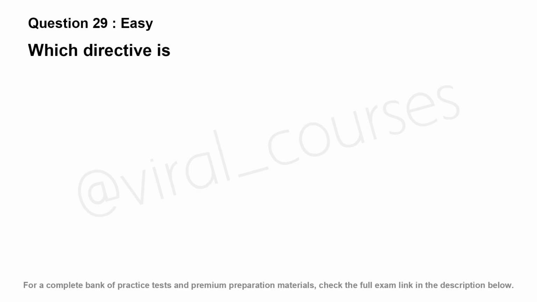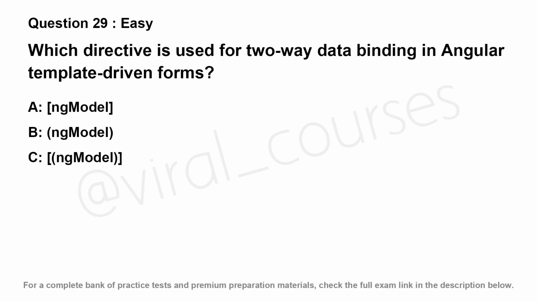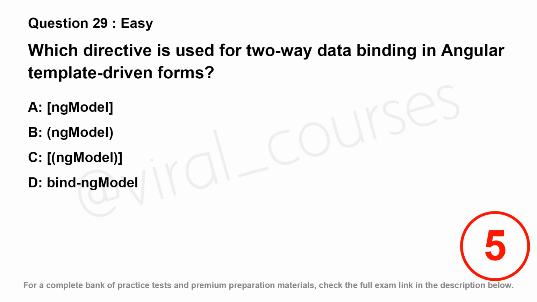Which directive is used for two-way data binding in Angular template-driven forms? Option A, ngModel. Option B, [ngModel]. Option C, [(ngModel)]. Option D, bind-ngModel.